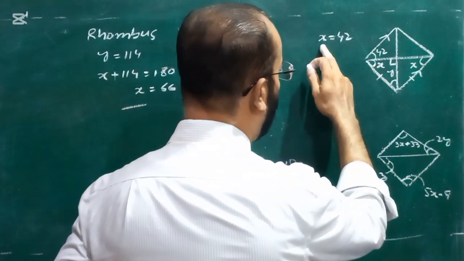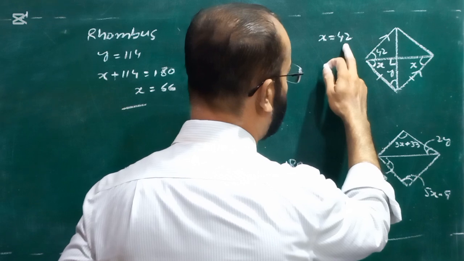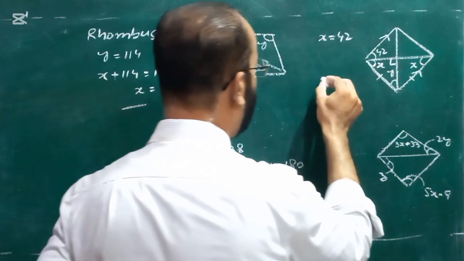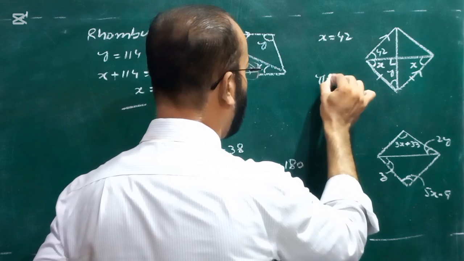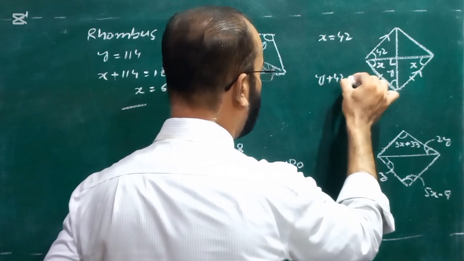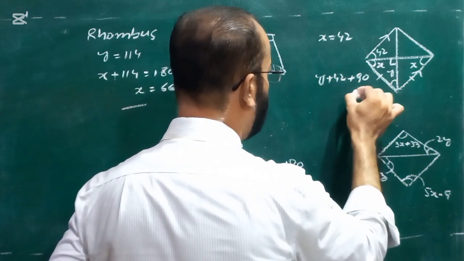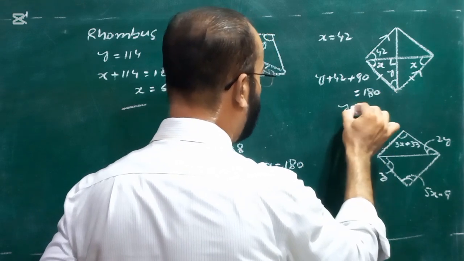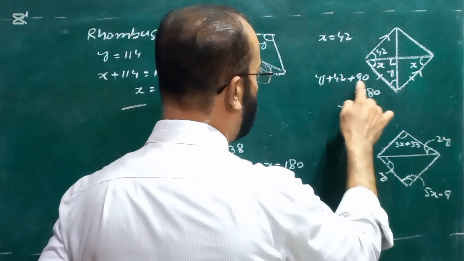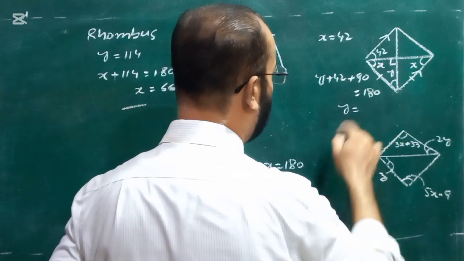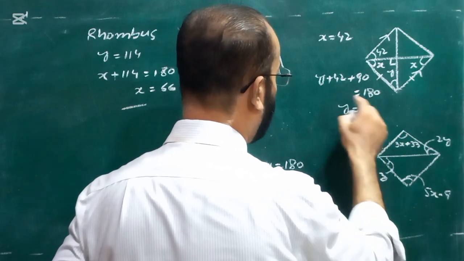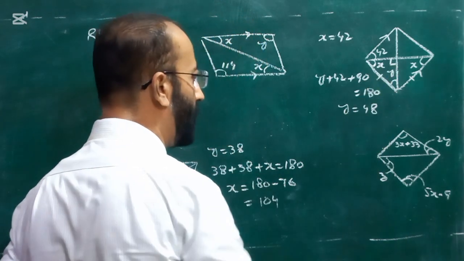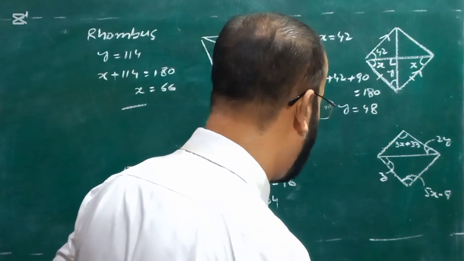So if two sides are equal, their base angles are also equal, and diagonals cut each other at 90 degrees. Because we have found the value of x, that is 42, it means y plus 42 plus 90 should be equal to 180 degrees. And from here, these two values will be subtracted from 180. So y will be 48. So this figure is done also.